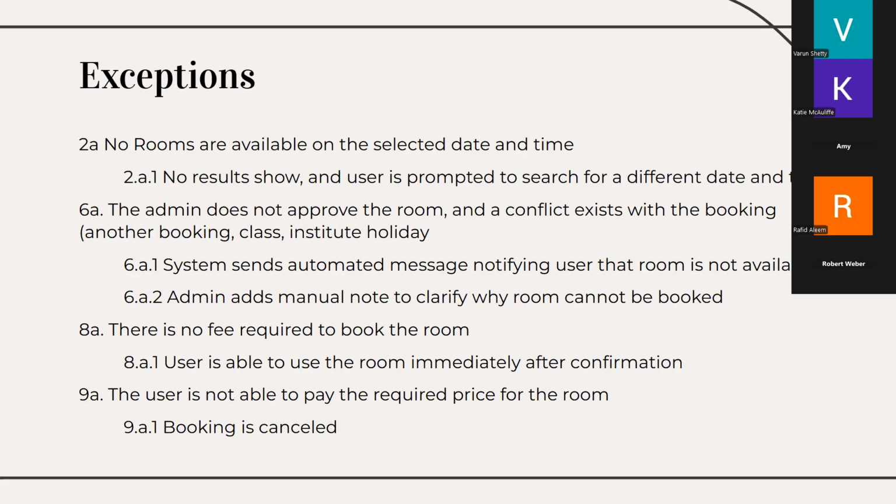The first exception is that if no rooms are available, there are no results and the user has to search again for a different time, which takes a lot of time and it's a tedious process. If the admin does not approve because of a conflict, an automated message is sent and the admin can add a manual explanation as well. If there is no fee, the user has access to the system immediately. However, if the user cannot pay the fee, the booking is canceled.